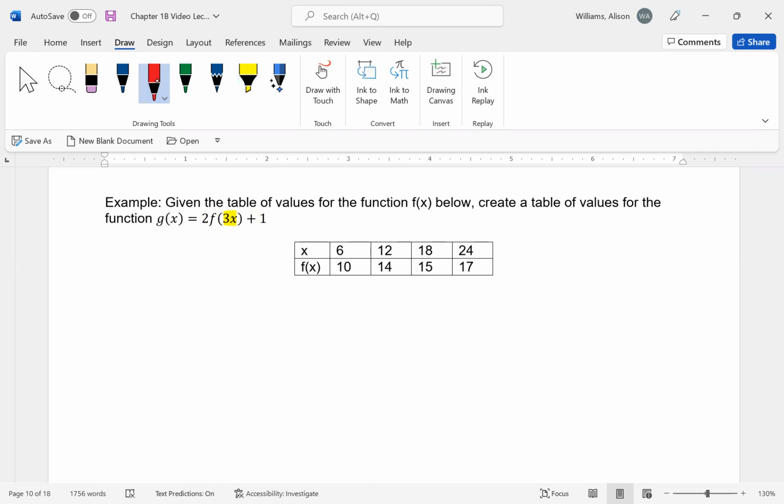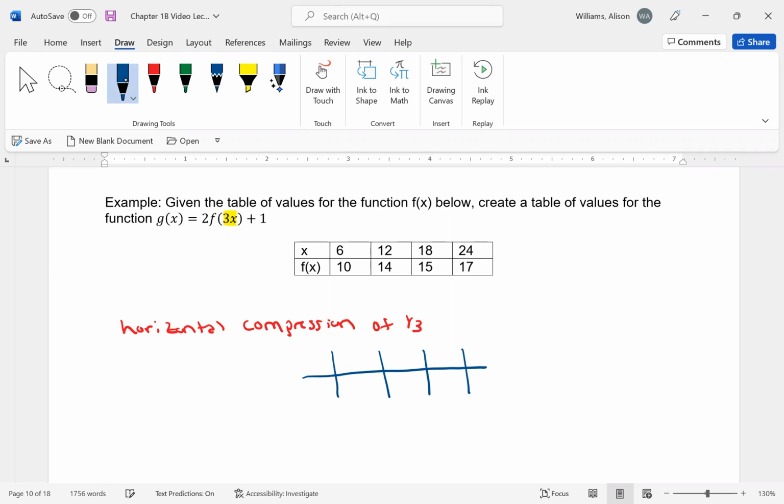So I'm going to say what I just said. That we have a horizontal compression of 1/3. But visually, what's happening then is that in the table of values, we're going to end up taking a third of the inputs, but having the same outputs. For right now, this isn't the true G of X, but I'm going to label it G of X because it's developing.